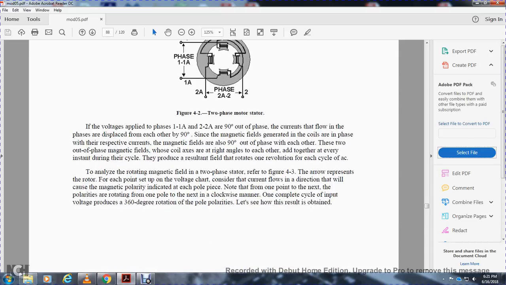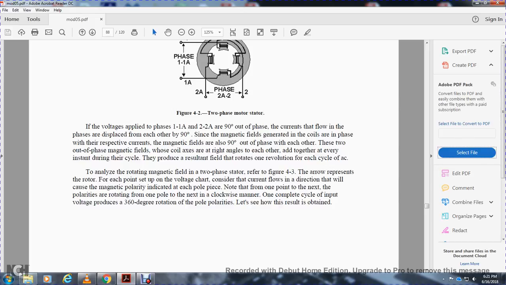The voltage applied in 1A and 2A are now 90 degrees out of phase. The current flow is displaced from each other by 90 degrees. Magnetic fields generated in the coils are in phase with the respective currents, so the magnetic fields are 90 degrees out of phase with each other. The two out-of-phase magnetic fields of the coils have axes at right angles to each other and add together at every instant during the cycle to produce a resultant field, but the resultant rotates one revolution each cycle of the AC. To analyze the rotating magnetic field, two-phase stators, refer to Figure 4.3.